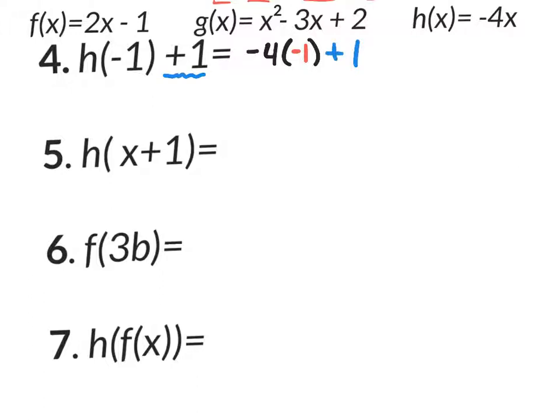So let's do the math. We have negative 4 plus 1. Negative 4 times negative 1, that's positive 4. And positive 4 plus 1 equals 5.